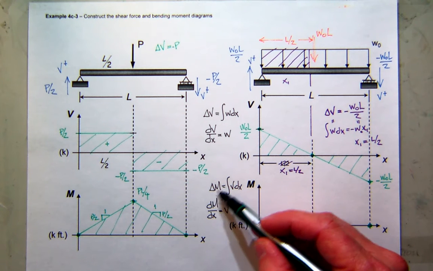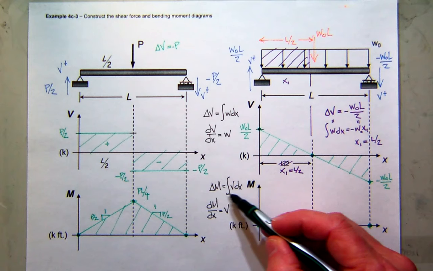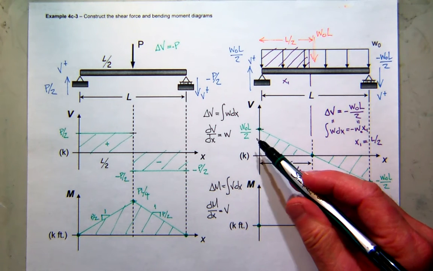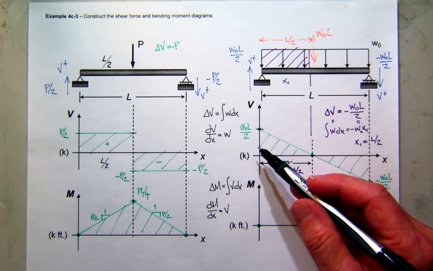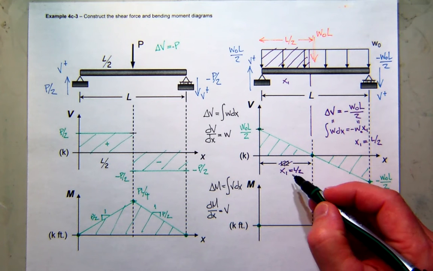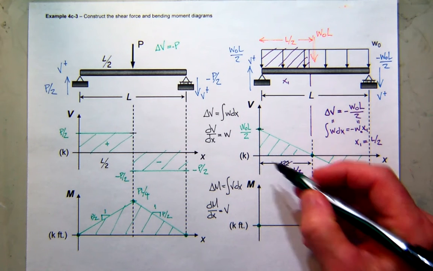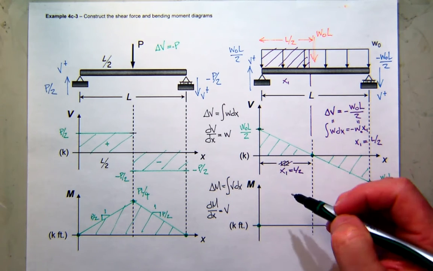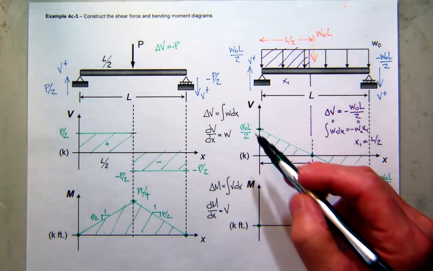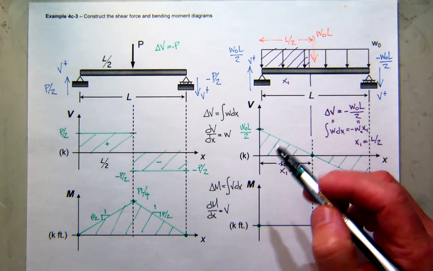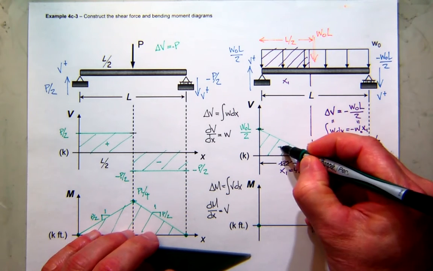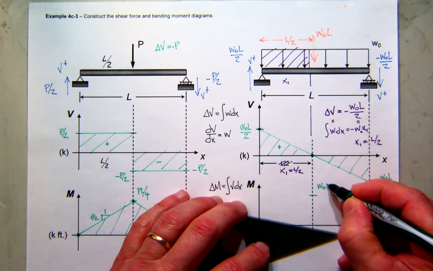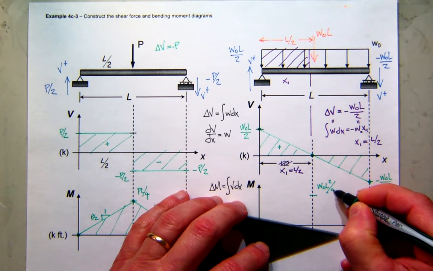So the change in moment is the area under the shear diagram. And what is the area of the shear diagram? Well, it's a rectangle. I'm sorry, I would say rectangle. It's a triangle. So it's 1/2 base, L over 2, times height, W naught L over 2. And you multiply that up, you get W naught L squared over 8, and that's a positive area. So I add that to 0, and I get W naught L squared over 8.